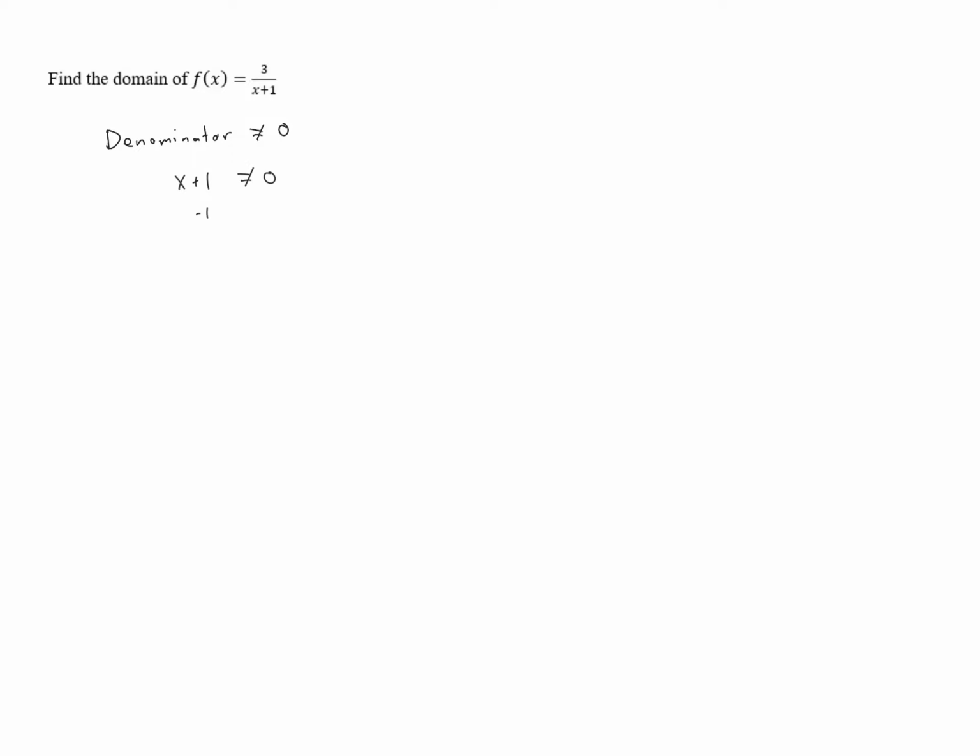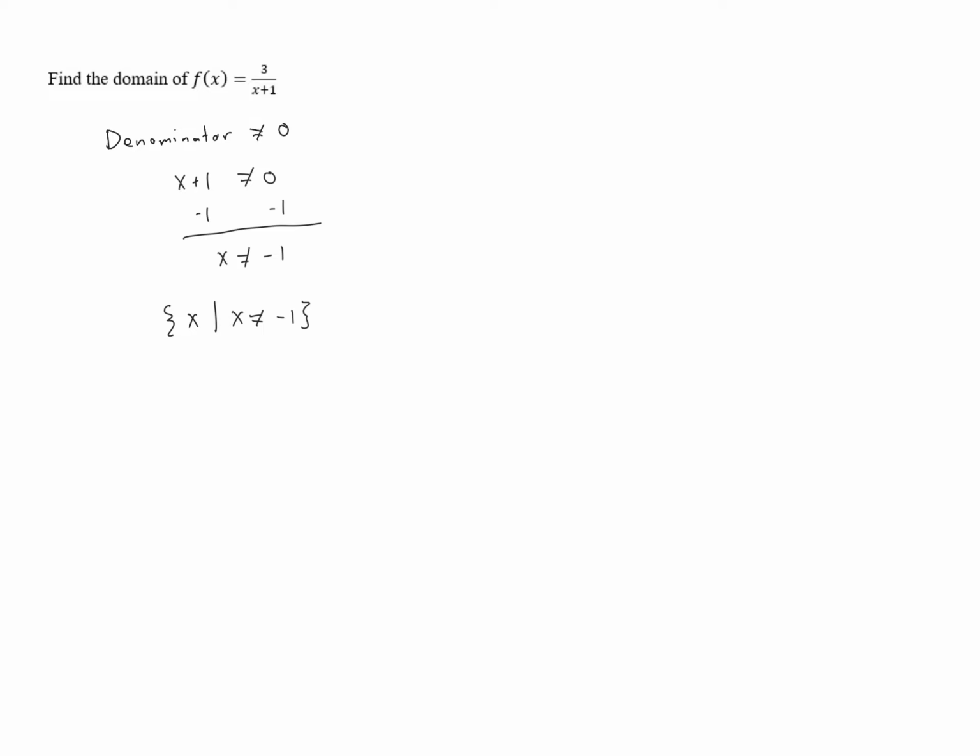And then to get x alone, we subtract 1 from both sides. This gives us x is not equal to negative 1. If we're asked to write this in set builder notation, that'll be the set of numbers x such that x does not equal negative 1.